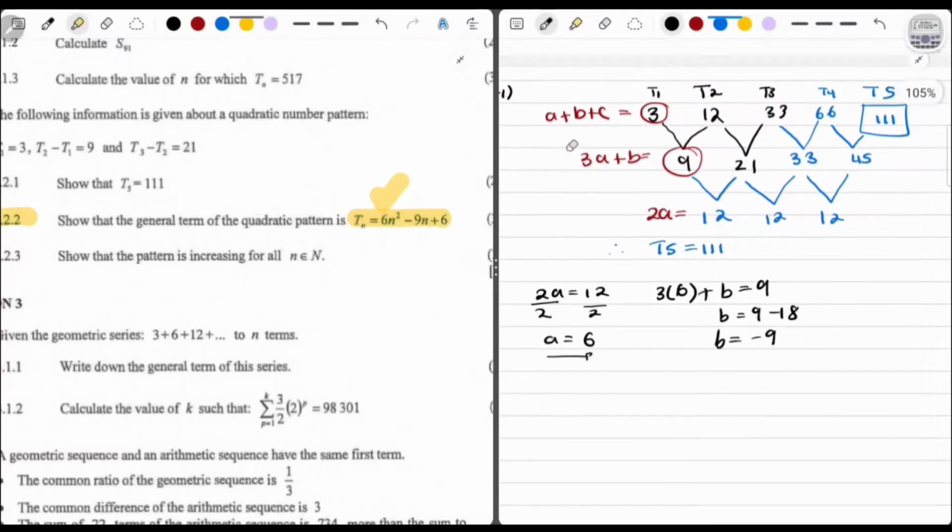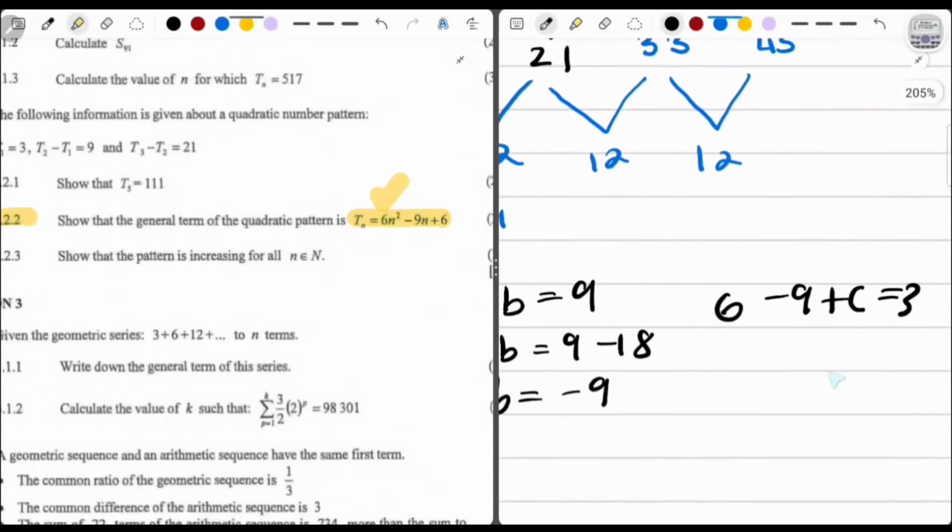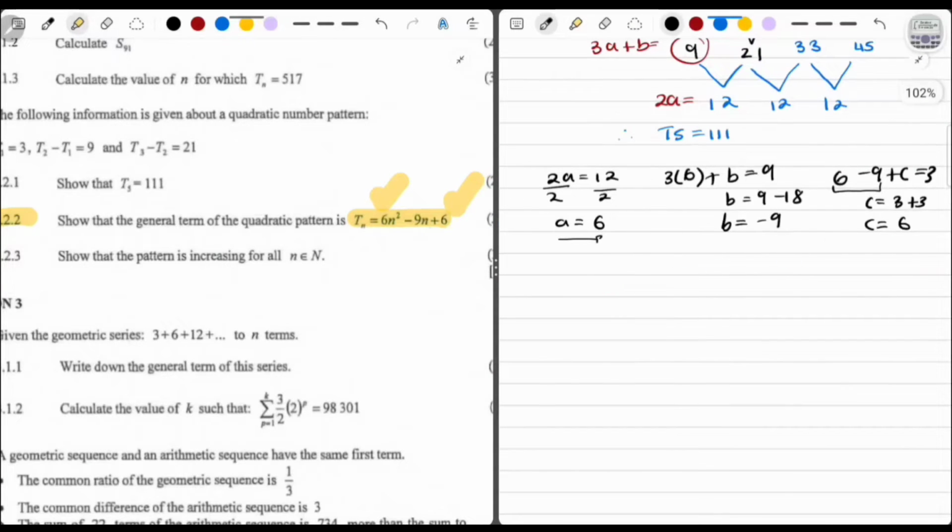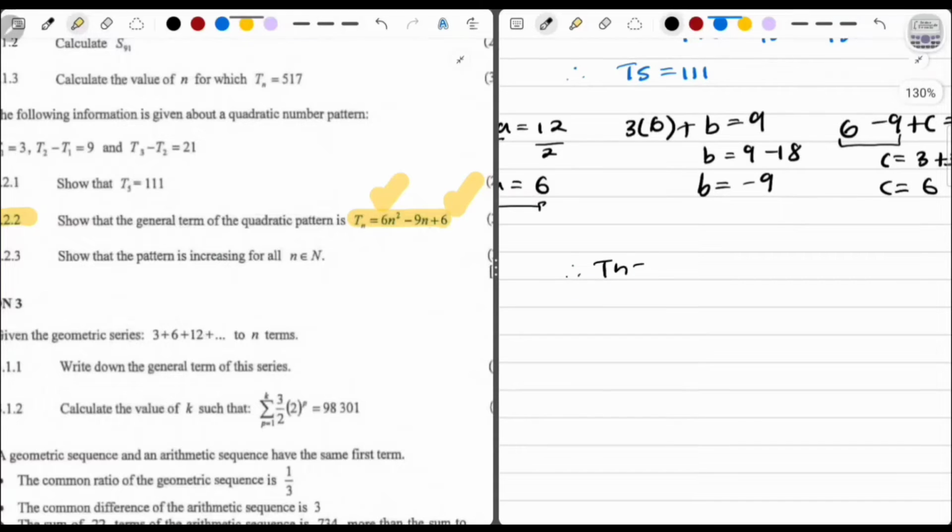And then to find C, A plus B plus C. So A is 6, B is negative 9, so minus 9, plus C, and then that's equal to that number 3. So let's just go ahead and simplify this. So I'm saying that C is equal to, I still have the 3, but 6 minus 9 is equal to negative 3. If you take negative 3 over, it becomes a positive 3. So C is equal to positive 6. And there we go. Okay, so there you have A, B, and C. So it means that Tn truly is equal to 6n squared minus 9n plus 6.